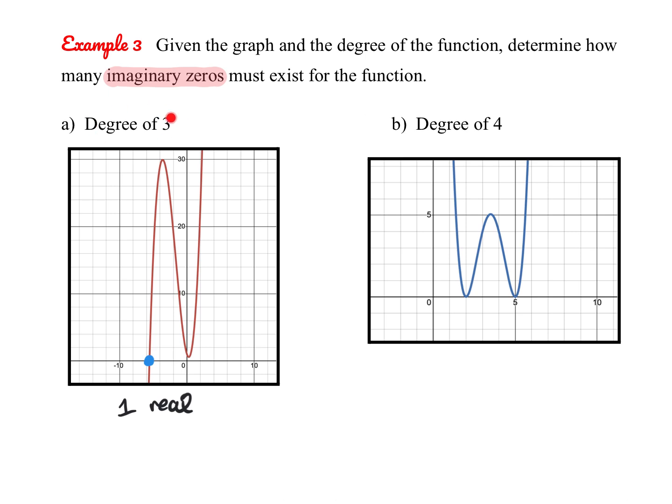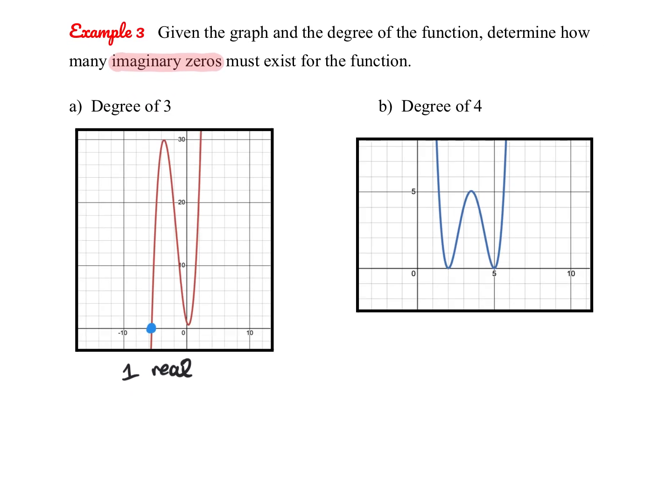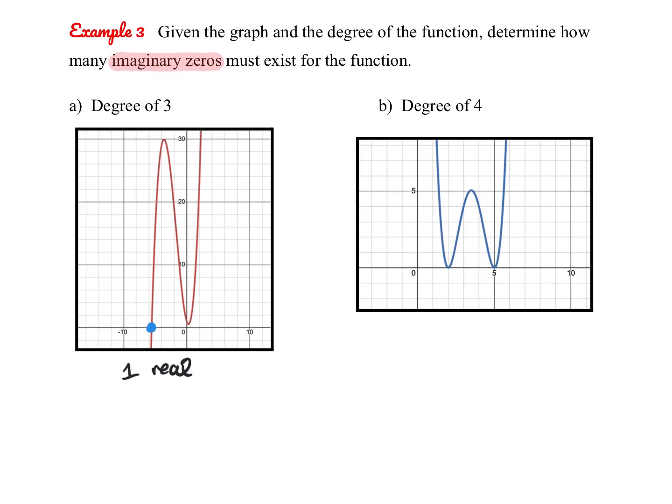So if you have to have 3 solutions total because the degree is 3 and you only have one real solution, that means that we must have 2 imaginary solutions. So you can also use that fundamental theorem of algebra to tell you how many more solutions to expect and what type to expect. All right, let's look at this one.